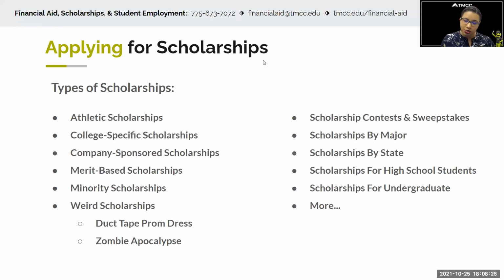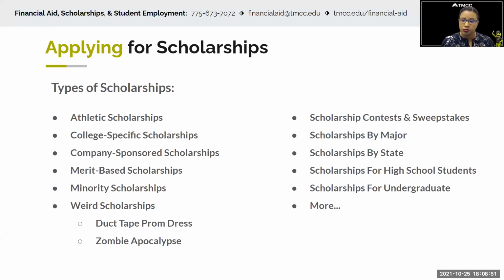There are scholarship contests or sweepstakes. So they draw a number, and if your application is that number, then they give you money. There are scholarships based off of your major. If you're going into nursing or computer science, anything, there are scholarships for you.